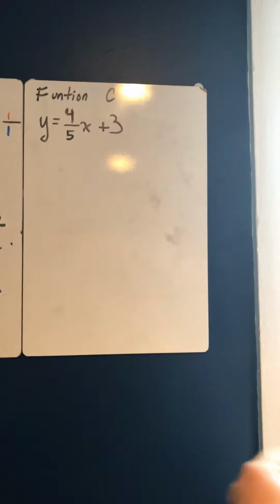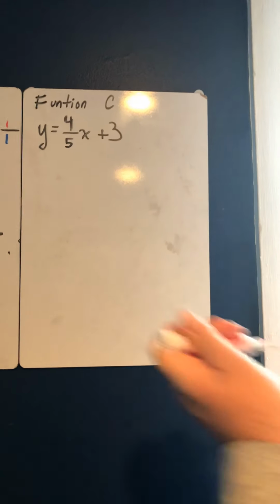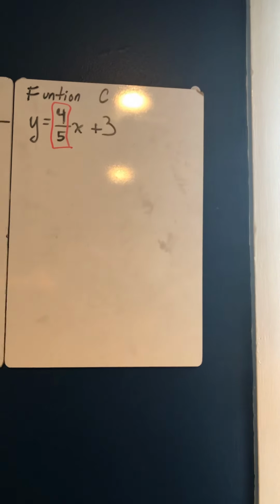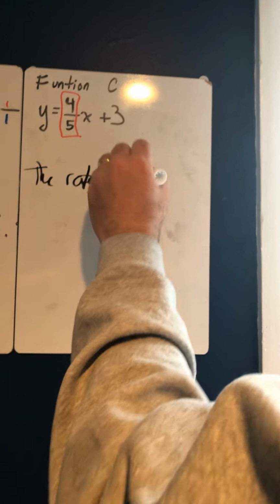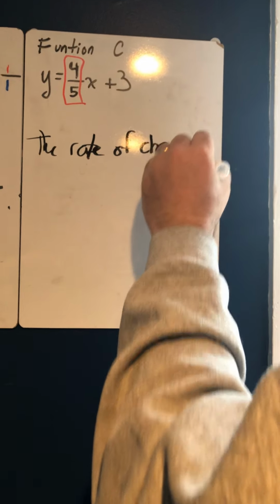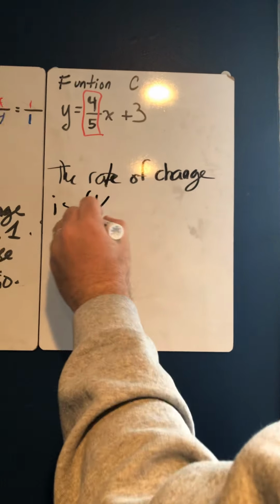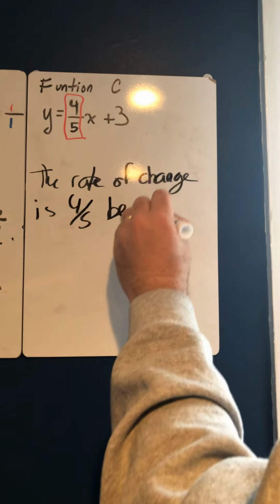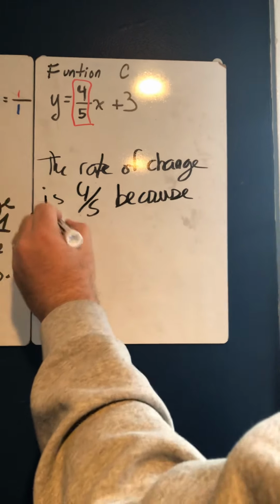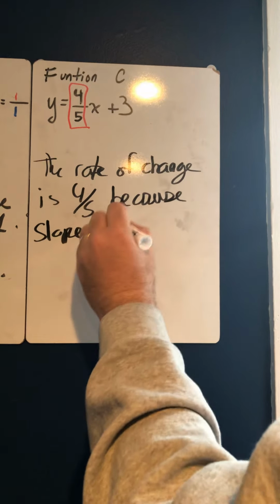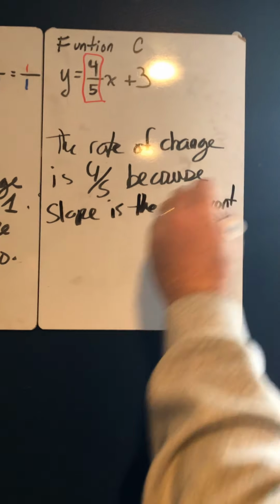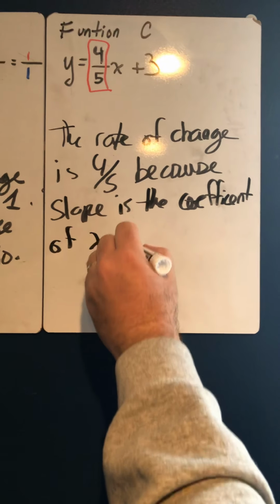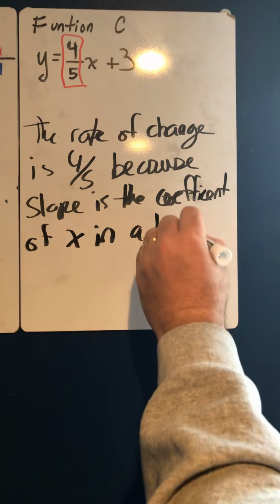function C, I'm going to look for the rate of change the same place as the slope. So I can see here that the slope is the coefficient of x. So in function C, the rate of change is 4/5 because slope is the coefficient of x in a linear equation.